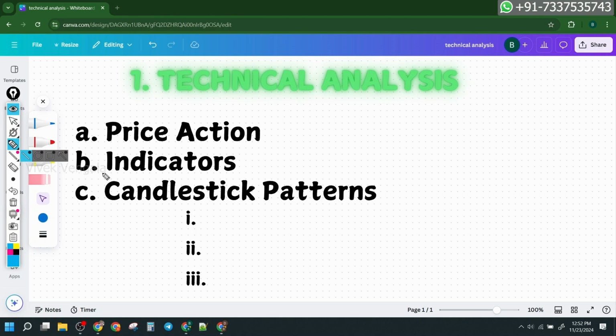And in technical analysis, next in the list is candlestick patterns. In candlestick patterns, I'll suggest you study these patterns that I'm going to give you. One is a doji pattern, which indicates a reversal, and another one is hammer or a wick reversal candle.